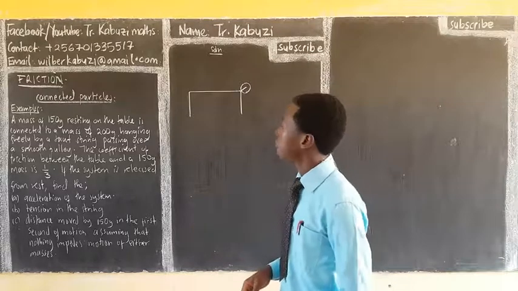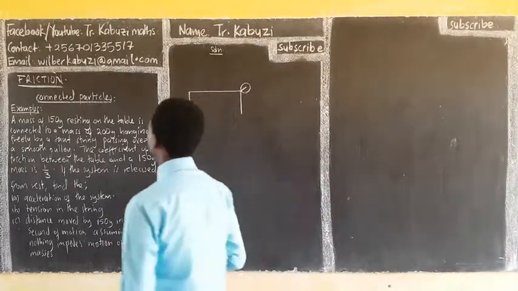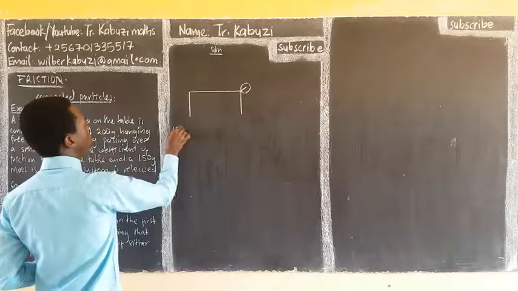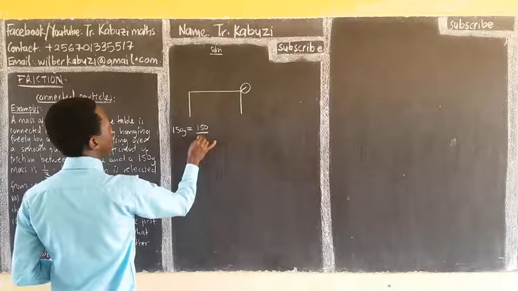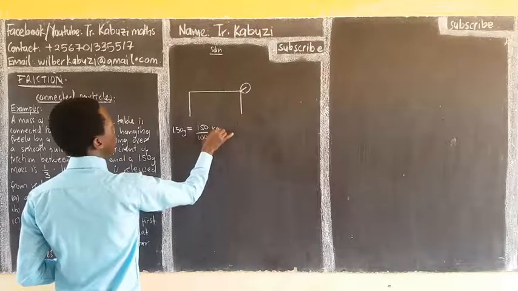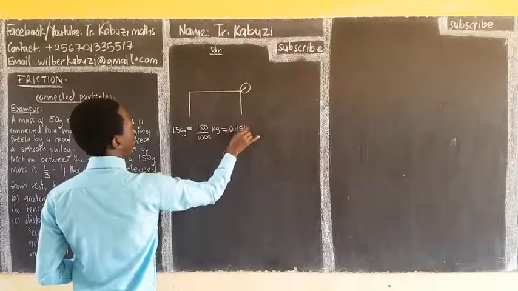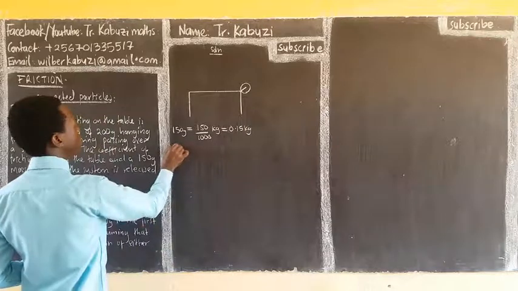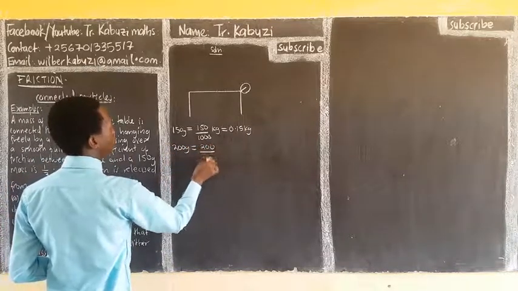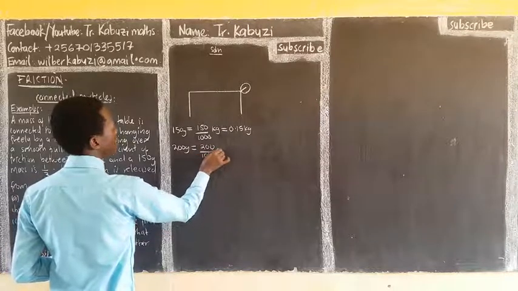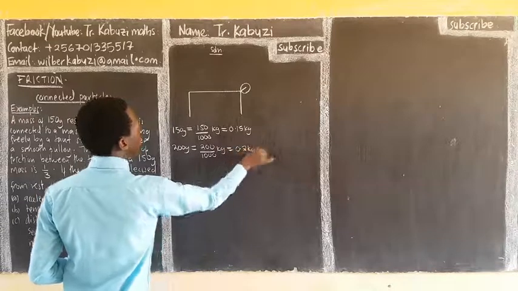Now here they are giving us our masses in grams. We first convert them to kilograms. So how do you convert them to kilograms? We have 150 grams, it's going to be 150 divided by 1,000, in kilograms. So this is going to be 0.15 kilograms. And the one of 200 grams is going to be 200 over 1,000 kilograms, which will be 0.2 kilograms.